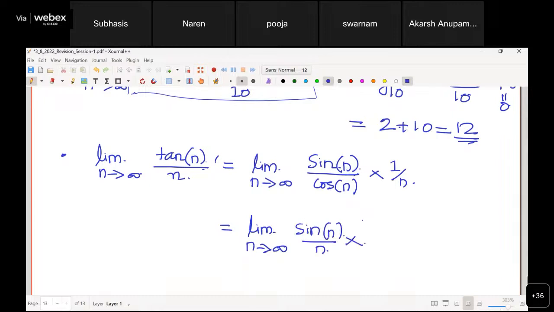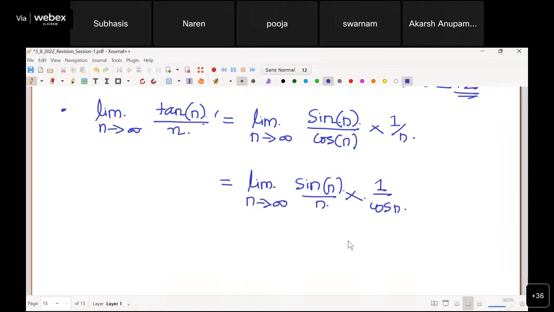And 1 times by cos n. Yeah. Then what do you do now? Then two separate limits we can take. That is the problem. Now you can do that.